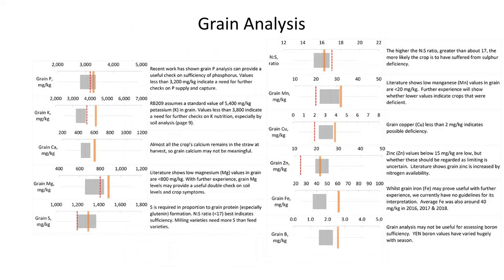So grain analysis enables Yen to look into the nutrition of each grain, and as you can see, we are at the top end of average for most of our analysis. So it comes back to that very early point I made earlier, that I think our nutrition was spot on. There were other factors at play during the harvest 2019.